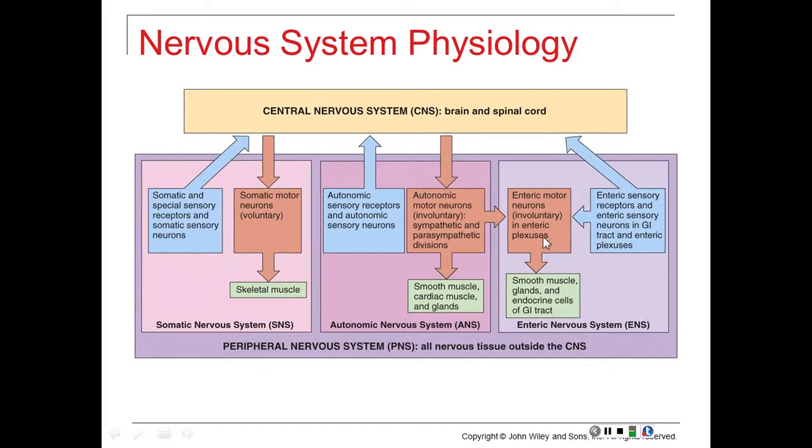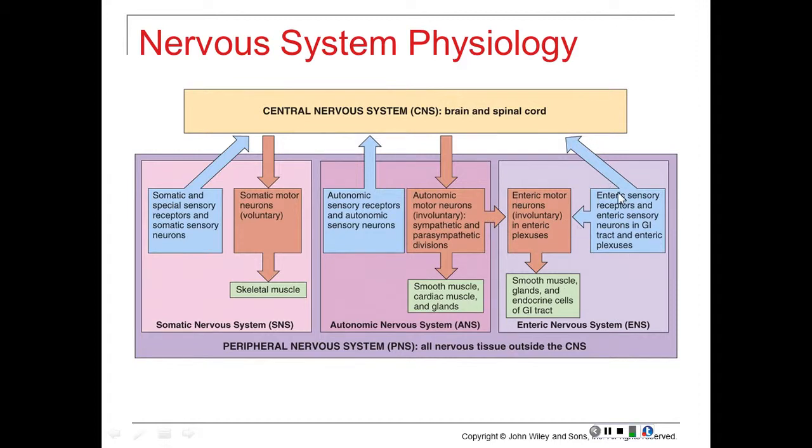In the enteric nervous system, notice the relationship between the autonomic nervous system and the enteric nervous system. The enteric nervous system is kind of a subdivision, for lack of a better term, of the autonomic nervous system. So the enteric nervous system is just a branch from the autonomic nervous system.